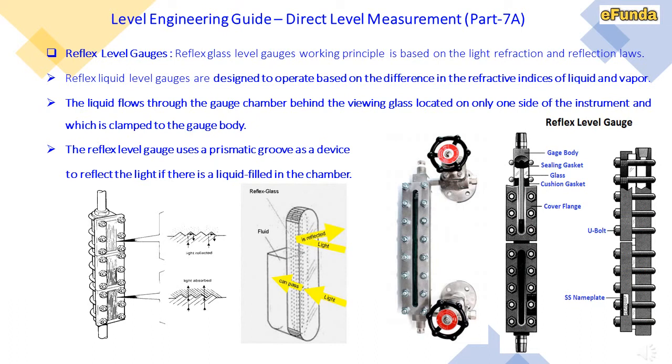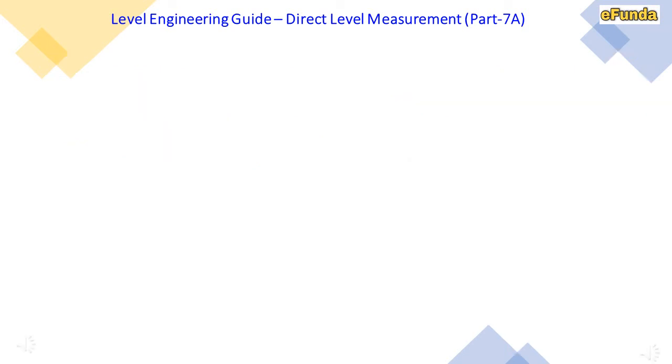In the figure, the light is reflected from the glass where the fluid is present, so that one can identify the level, as the reflex glasses reflect due to the height of the liquid inside the chamber. And this is how the direct level measurement is done with the help of reflex type level gauges.